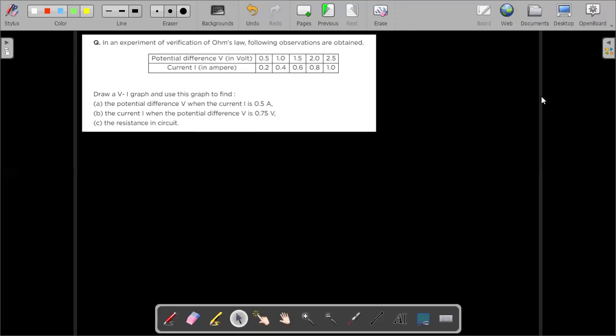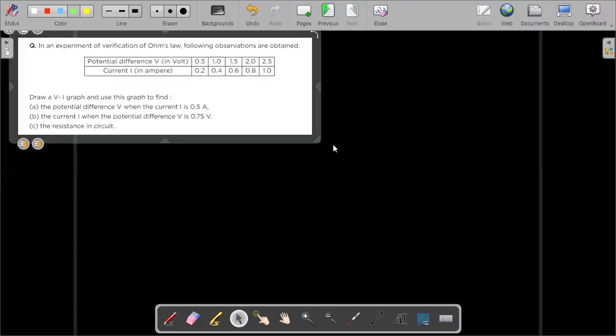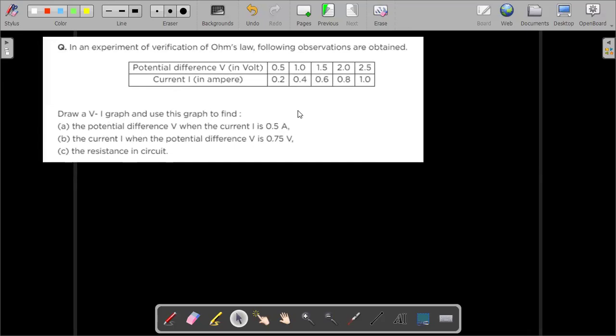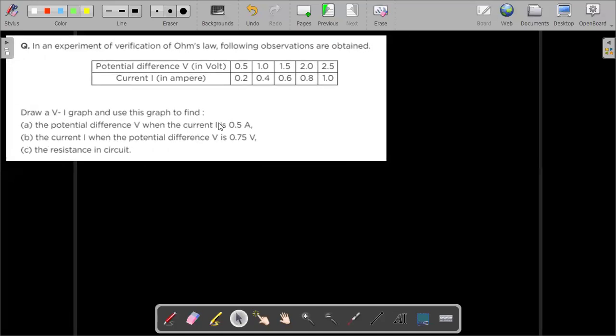Okay, for this one, just have a look at this question. If you can solve it, very good. Otherwise, I'll solve this out. Draw a VI graph and use this graph to find the potential difference V when the current I is 0.5 ampere. So you have to plot a graph between potential difference and current. The smallest value of the potential difference is 0.5 and the maximum value is 2.5. So what scale should we choose? Yes, what scale should we choose?